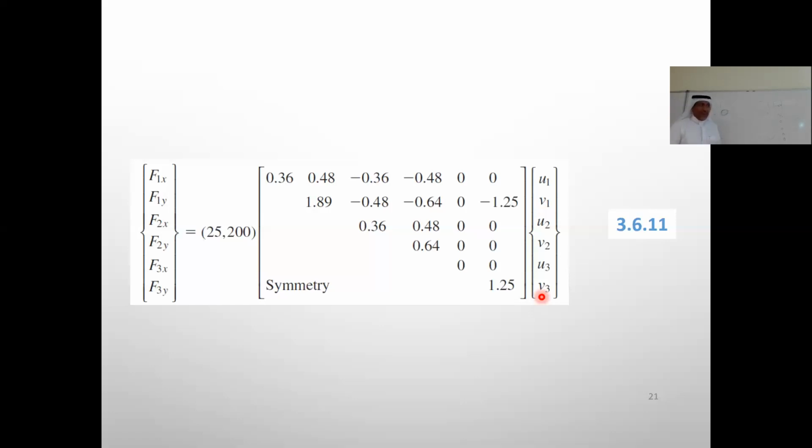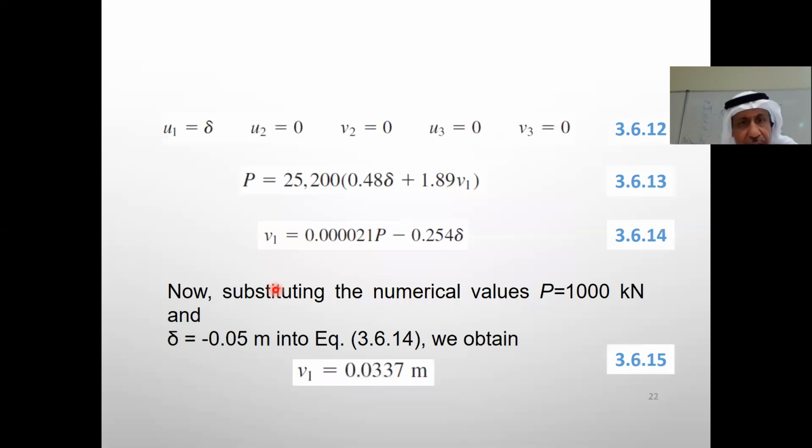Now we can solve for V1, right? Once you solve for V1, it's straightforward. Look at it. Is this what we did? P is equal to this. And then you solve for V1.